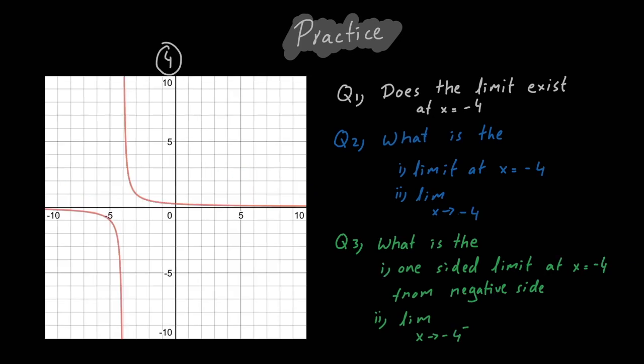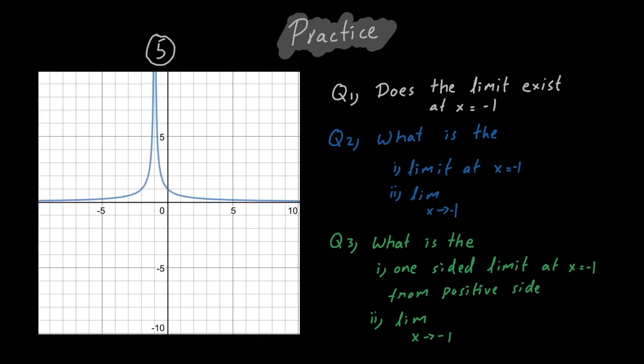Next question. Does the limit exist at x is equal to negative 4? We can see that if we approach from the positive side, it is reaching positive infinity. And if we approach from the negative side, it is reaching negative infinity. Hence, the limit does not exist. Question 2. It does not exist. Question 3. What is the one-sided limit as x approaches negative 4 from the negative side? We have already seen that it is negative infinity. Hence, negative infinity.